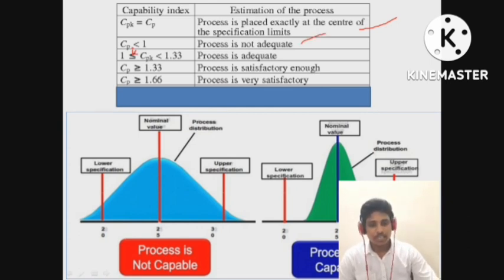And for the CPK values, if the CPK value equals CP, the process is placed exactly at the center of the specification limits. The process is centered.